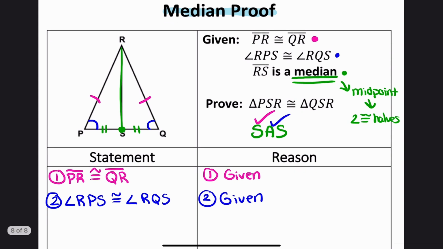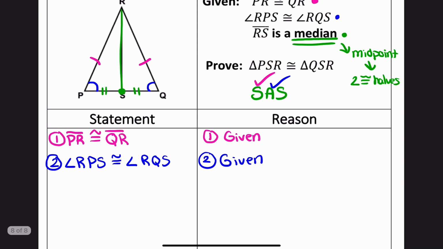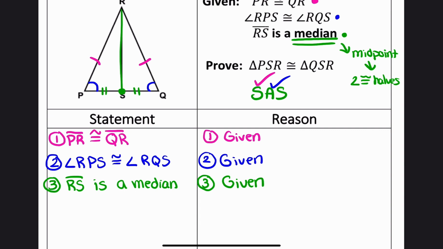All right. Now, last but not least, I'm going to write my very last given, which was that RS is a median. Okay, now a median should lead me to a midpoint. So if I look at my diagram, what's my midpoint? S is my midpoint. If you don't see it, it's right here. S is that midpoint, right? So S is the midpoint of PQ.